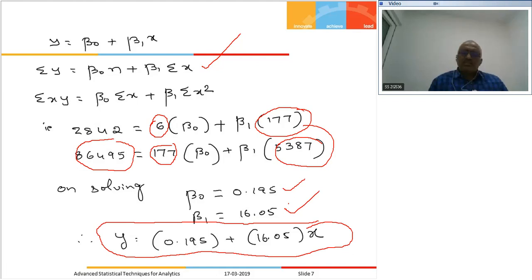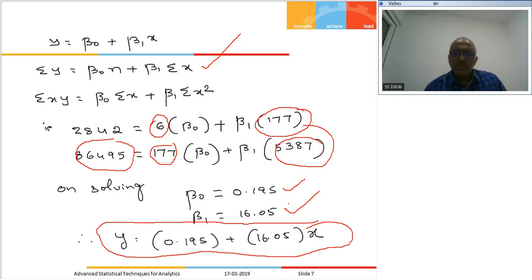How to solve the equations? Very easy. I think very simple. I assume that we are all aware of this. That's why I couldn't explain this. Very simple here, multiplying. Otherwise, if you are not able to recall, multiplying this by 177 and multiplying this by 6, then what happens?